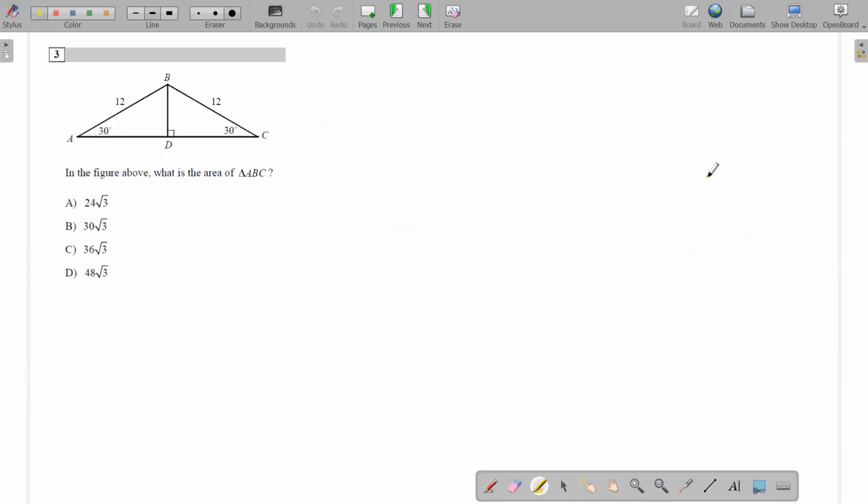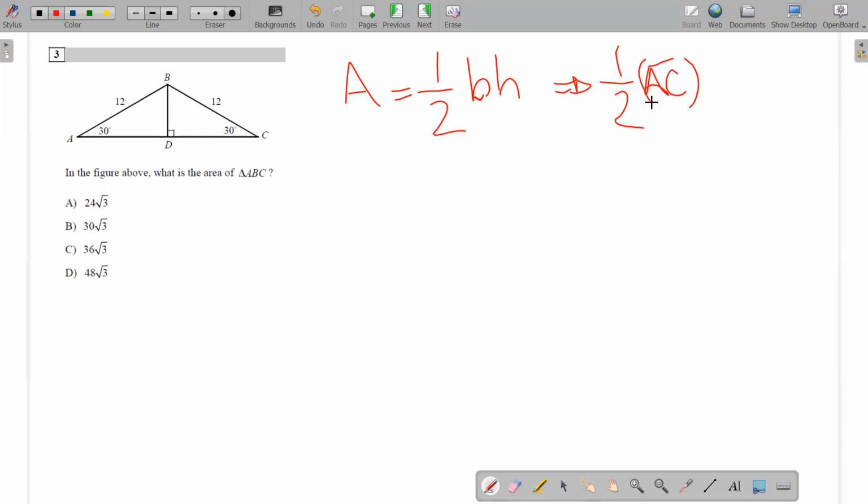In this figure, for example, the question is asking, what is the area of the triangle ABC? Now, we have a couple of problems for finding the area here. Since the area is 1/2 base times height, what we're missing here is the base and the height. The base will be the side AC, and the height will be BD. How can we find those two pieces of information?